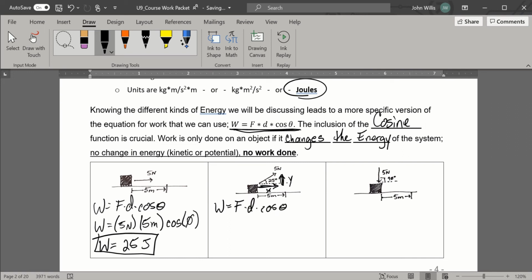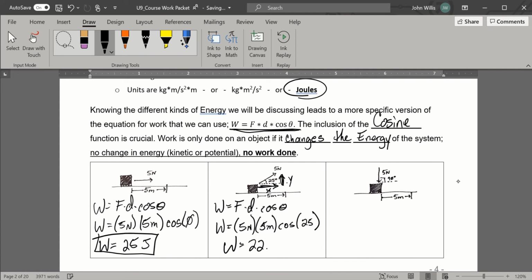When we plug that back in, you're going to get a very different value. You still have 5 newtons of force. You still have a displacement of 5 meters, sure, but they're now no longer in the same direction. There is an angle between them. Only a fraction of that 5 newtons was responsible for moving this object to the right 5 meters. And so that's going to give you a very different amount of work being done.